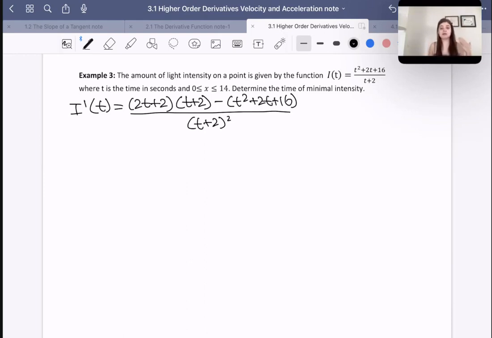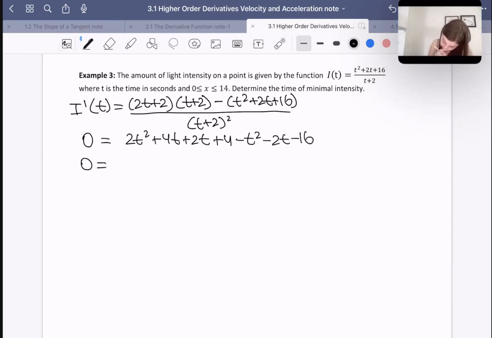Now I'm going to expand and simplify this, and also we're going to set it to 0. Once we set it to 0, the (t plus 2) squared on the other side just disappears. So here we have 2t squared plus 4t plus 2t plus 4 minus t squared minus 2t minus 16 is equal to 0.